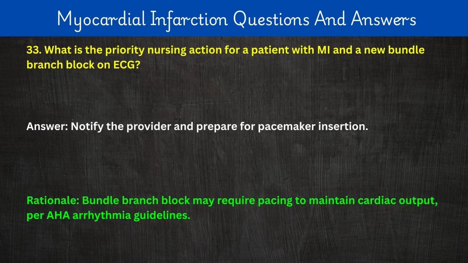33. What is the priority nursing action for a patient with MI and a new bundle branch block on ECG? Answer: notify the provider and prepare for pacemaker insertion. Rationale: bundle branch block may require pacing to maintain cardiac output, per AHA arrhythmia guidelines.